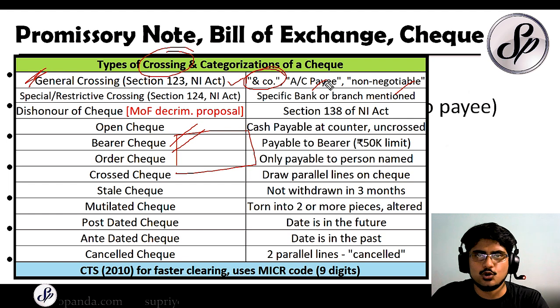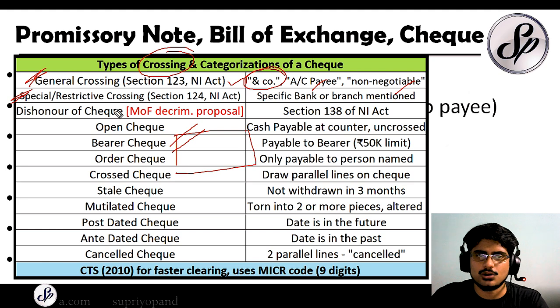Then you have the account payee checks. This means that only the account of the payee can be credited with that money. So it's very important that the check can only be deposited into the account. You cannot get the cash over the counter. And the non-negotiable means that you cannot negotiate this instrument any further. So these are the general crossings.